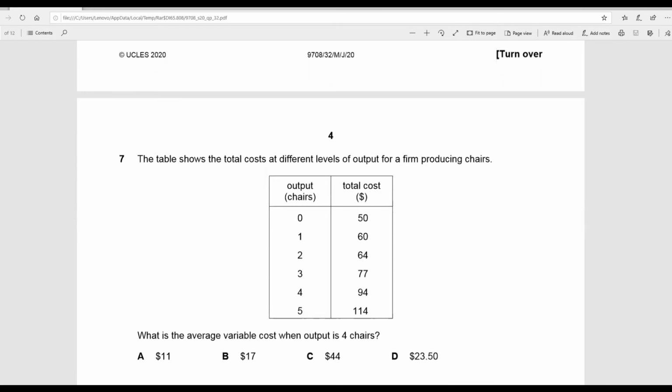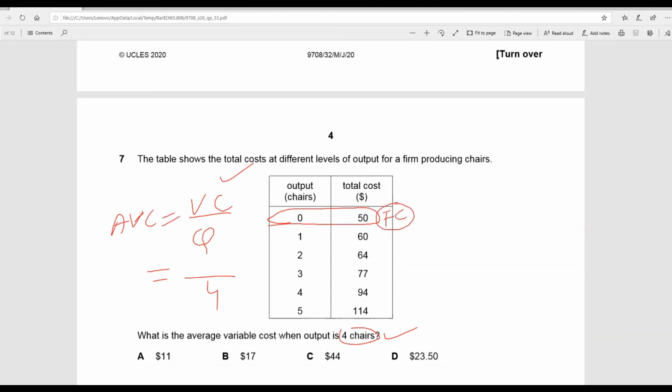And what is average variable cost when output is 4 chairs? So average variable cost is calculated using a formula. Average variable cost is equal to variable cost divided by quantity. The examiner has given us the quantity, that is 4 chairs, and we need variable cost. We know that the cost which we have to pay at 0 level of output is fixed cost. So 50 is the fixed cost.